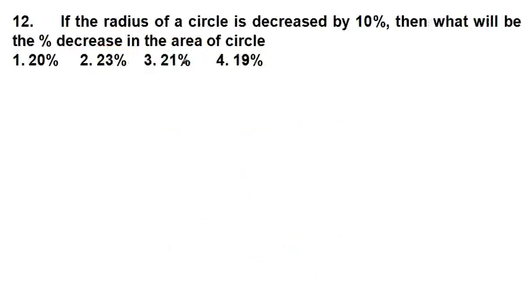Now let's see question number 12. Radius of the circle is decreased, okay, by 10%. So what will be the decrease in the area of circle? Now tell me, what is the formula of area of circle? What will be the formula of area of circle? Tell me. Area of circle, okay, it is pi r square.